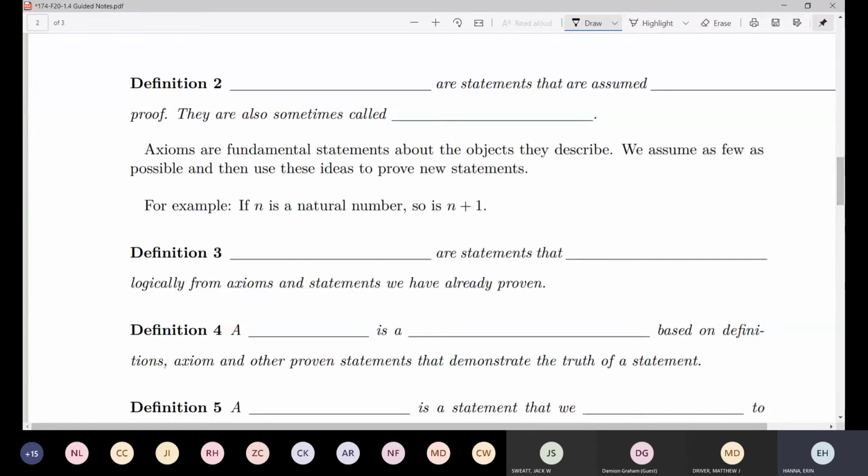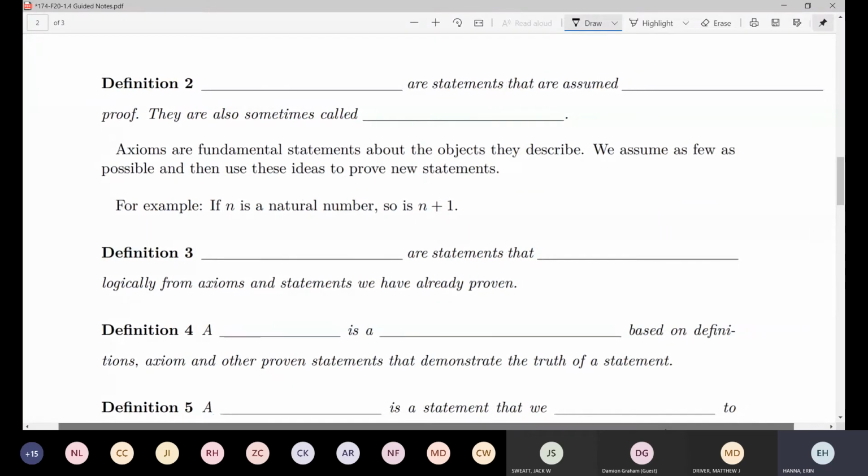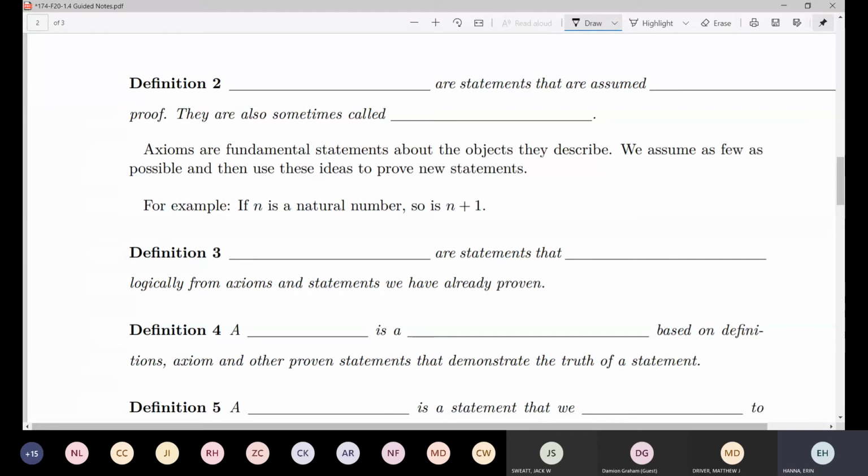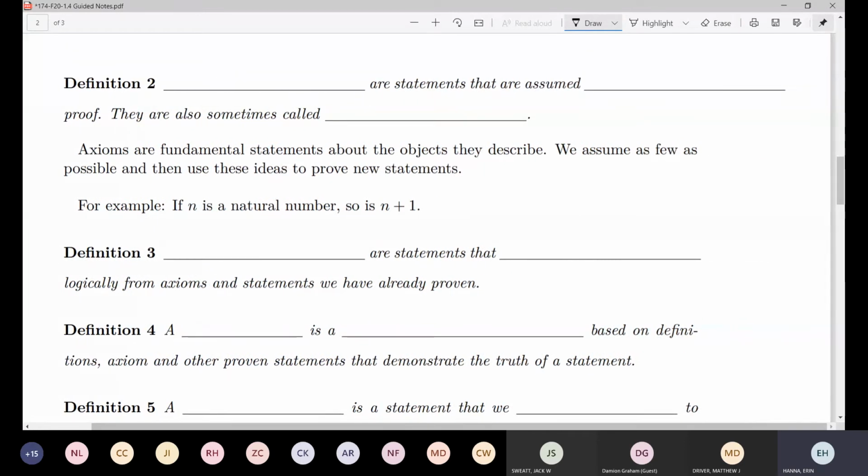The next set is a bunch of definitions. There we go. So, or maybe, no, just do it. So, sorry, there's no A in there. So, axioms are statements that are assumed without proof. These are sometimes also called postulates.